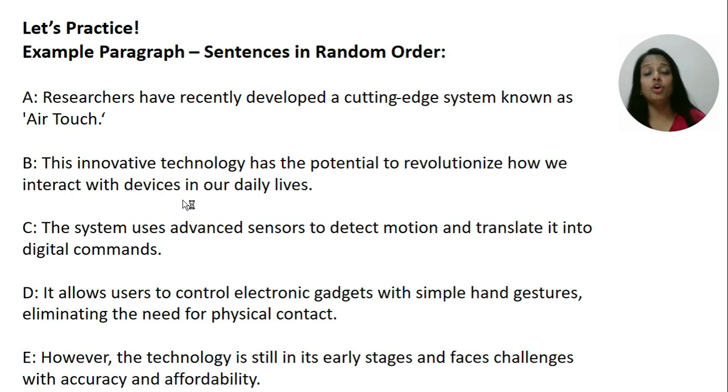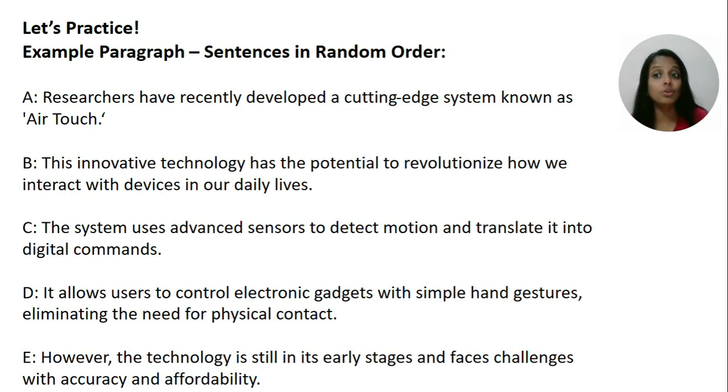Now, I hope you have done it in the right way, but I'm going to apply the tips that I have given. So the first one is we need to find out the independent sentence, right? So which sentence introduces the topic without referring to anything else? When I scan all the sentences, I guess the right answer is A because it introduces the topic without referring to something else. Researchers have recently developed a cutting edge system known as AirTouch. So, this is our first sentence.